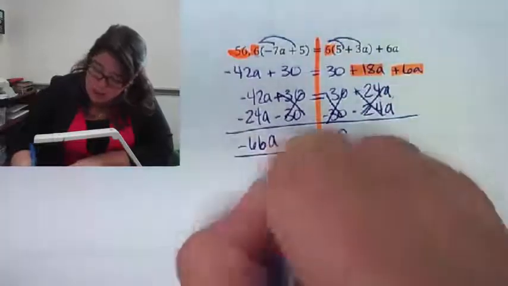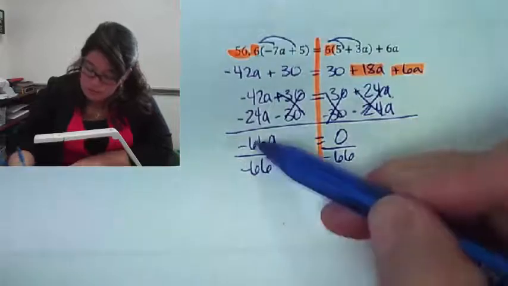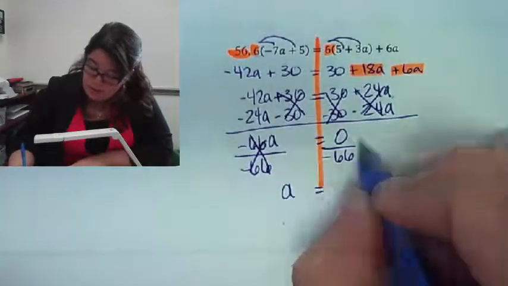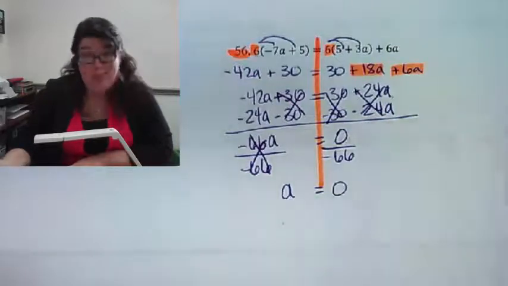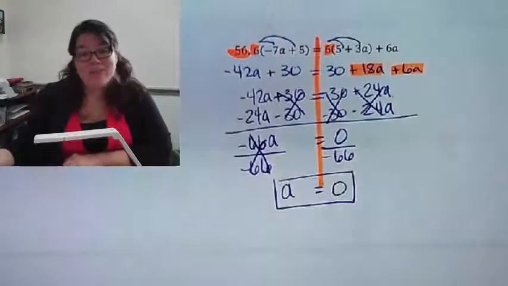Then it's time to divide. Divide by the coefficient to make it go away because it will cancel. A is by itself, and 0 divided by negative 66 is just 0. Sweet. A equals 0, and we're done.